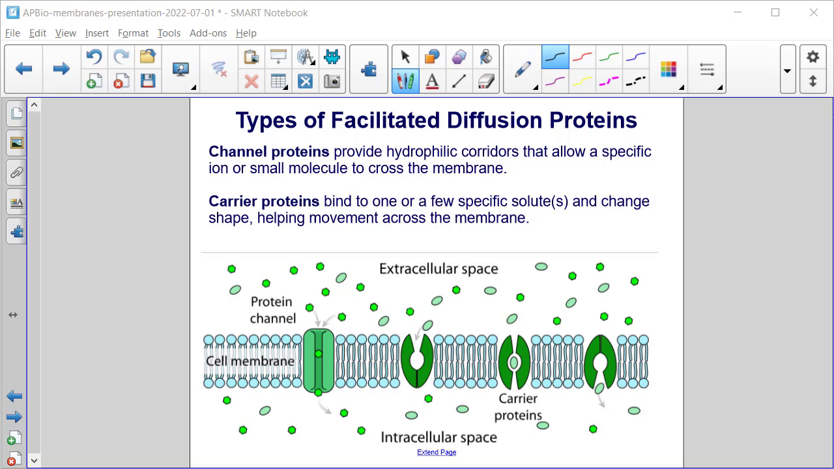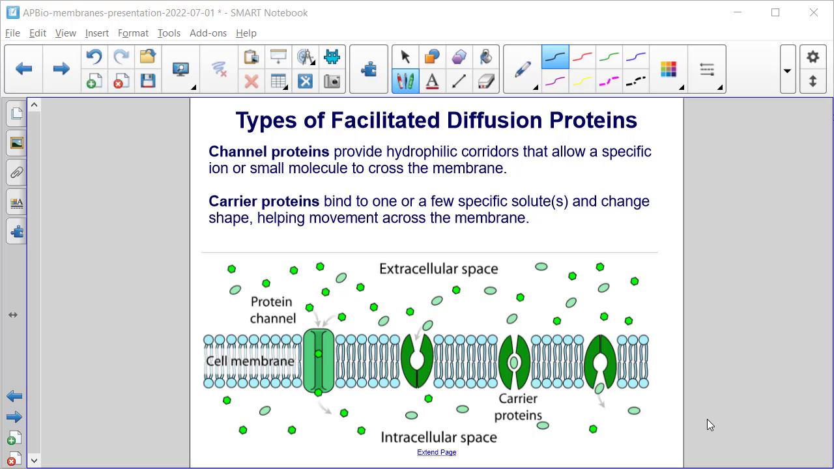Types of facilitated diffusion proteins. Channel proteins provide hydrophilic corridors that allow a specific ion or small molecule to cross the membrane. So here's a channel protein right here. It crosses the entire membrane and provides a channel for maybe an ion, let's say, to cross the membrane from the outside of the cell inside.